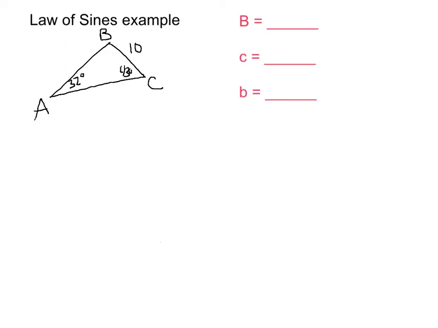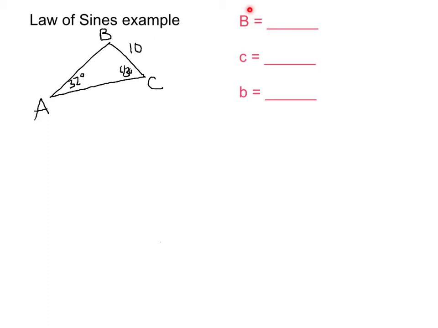Okay, so here's an example of the law of sines. What these problems are going to look like is they're going to give you a triangle with 3 pieces of information. The example we're going to do right now has 2 angles and a side. Okay? And the question is going to be solve for the triangle, which means can you find all the unknowns?